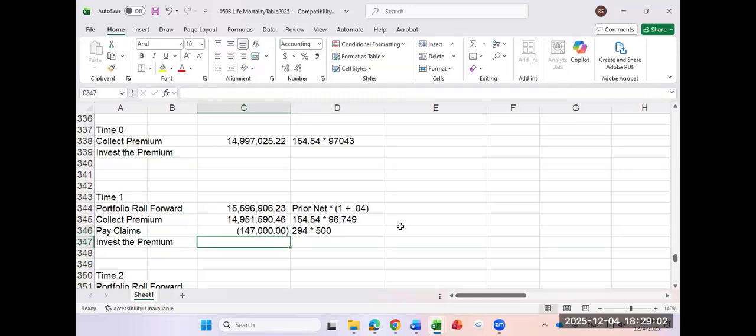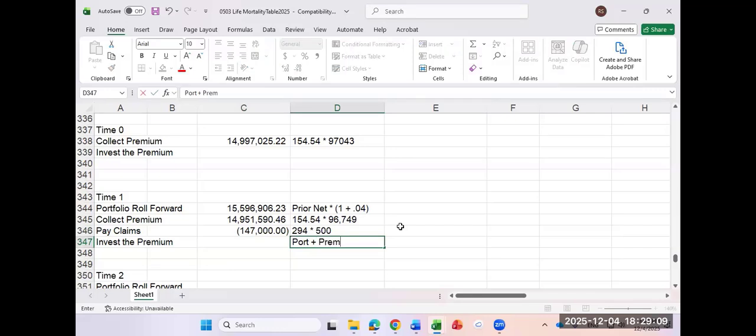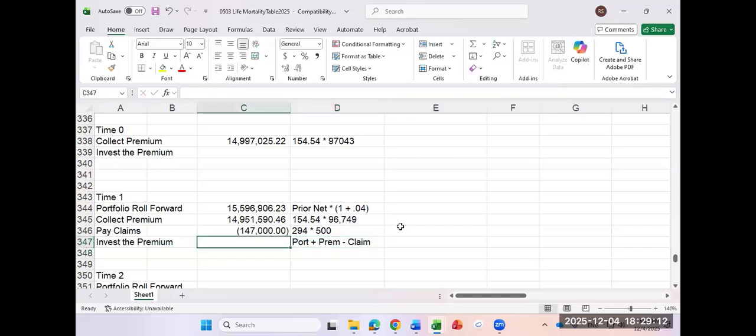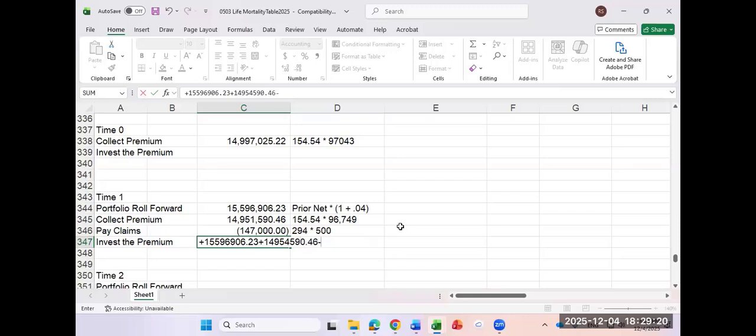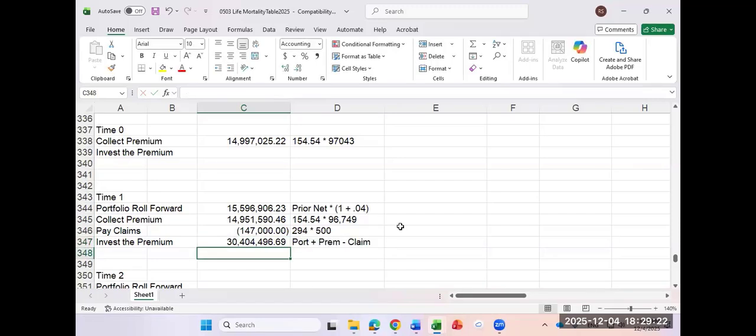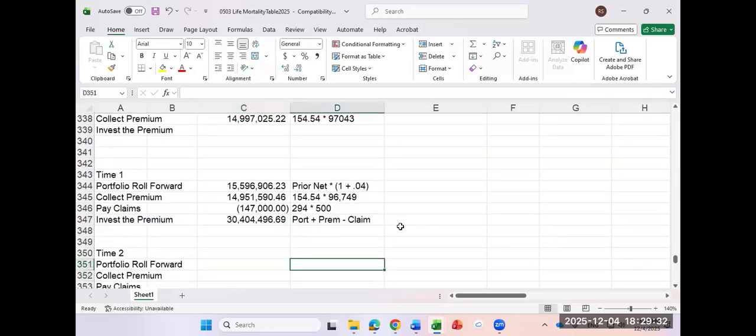So we'll pay 147,000. So our invested premium, how much do we invest? You take portfolio plus the premium minus the claim. You're going to invest 15,596,906.23 plus 14,951,590.46 minus 147,000. Looks like we have too much money, right? But remember, we're going to pay a whole lot of money out at the end because we have all those lives we're going to pay out. So then you're going to take the prior net times 1 plus 0.04.